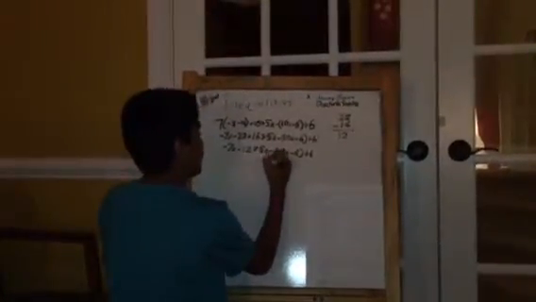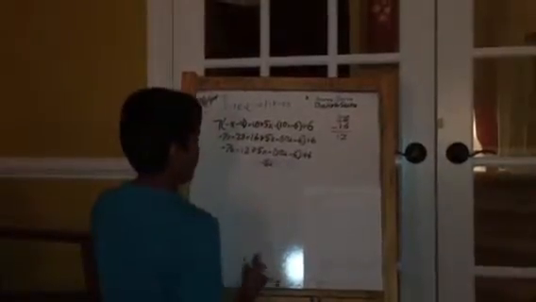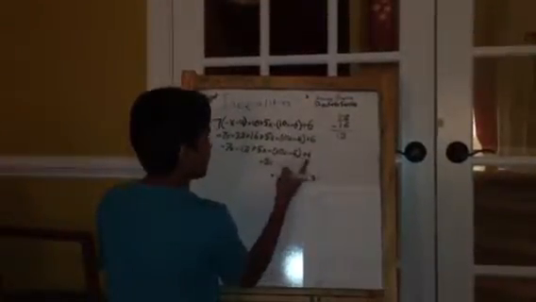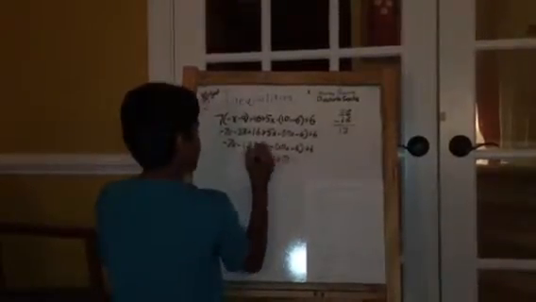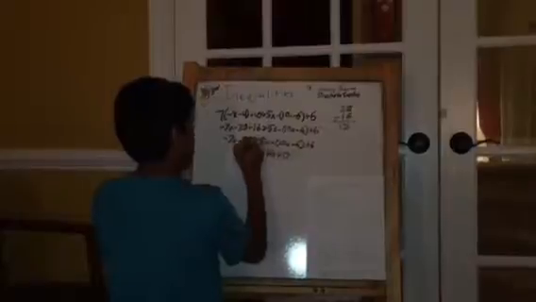So you get negative 5x for 5x minus 10x, and then you get negative 6x plus 6, which is 0, plus 0. And then you copy down this side.